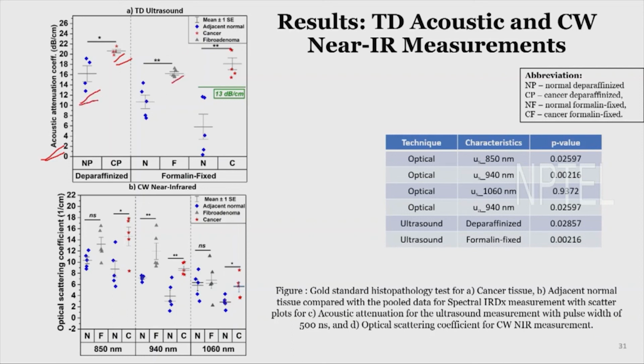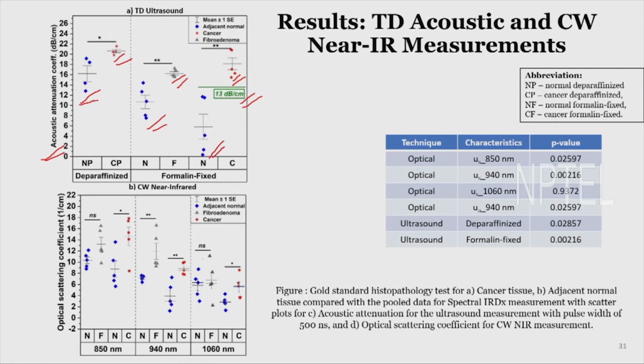We also observe for the fibroadenoma that the attenuation coefficient is higher than the normal tissue, and for the cancerous tissue it's even higher compared to the normal tissue. And for this there was a clear delineation. If you use this value of around 13 dB per centimeter, you can easily distinguish between normal and cancer.